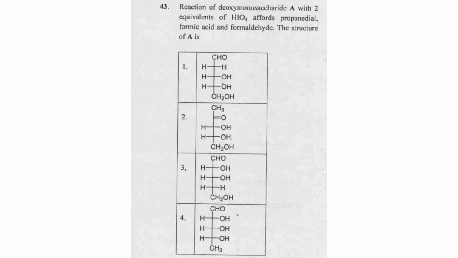Now see the next question. Here HIO4 is given, what will be the answer? In these four, when HIO4 is given, propanediol, formic acid and formaldehyde are formed.